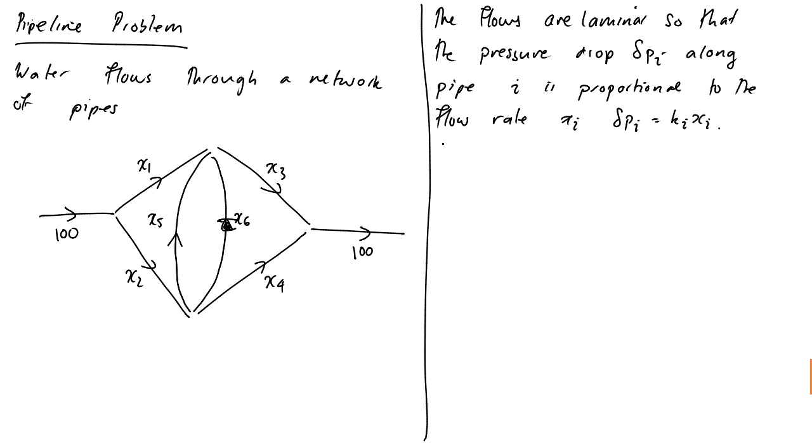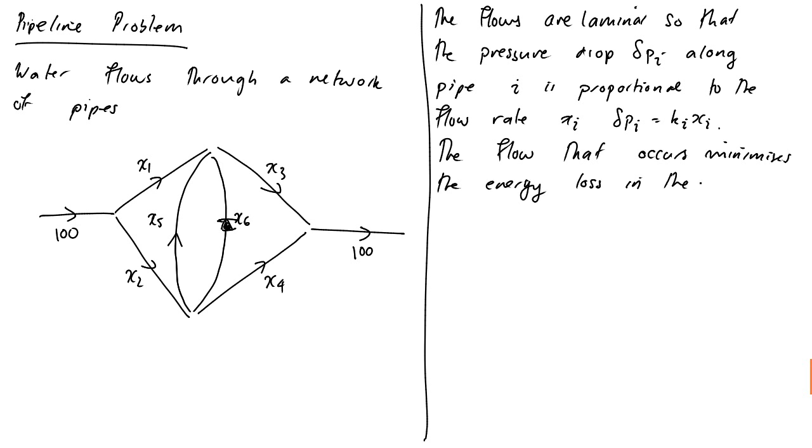Okay, the flow that occurs minimizes the energy loss in the network. Okay, and also pipe 6 has a one-way valve.